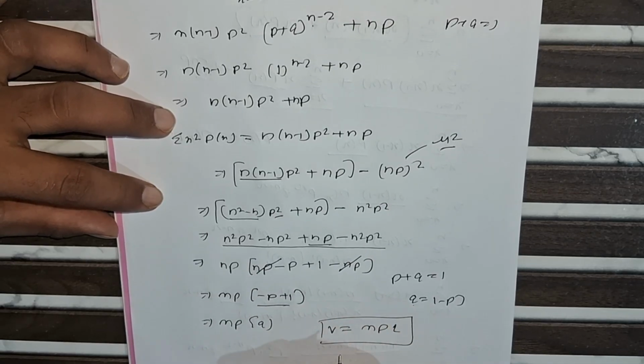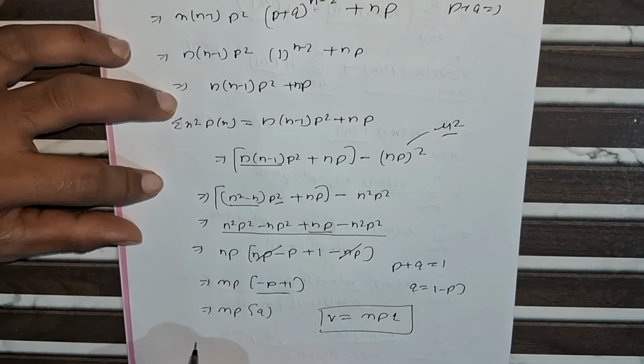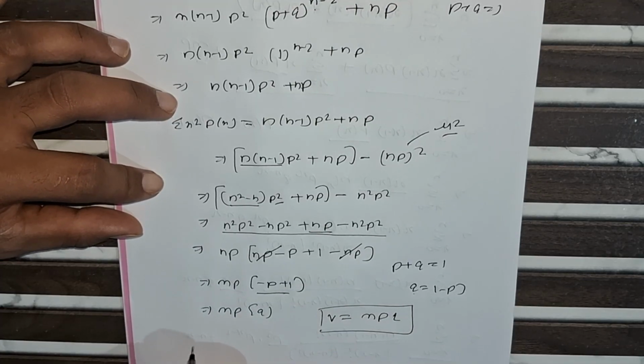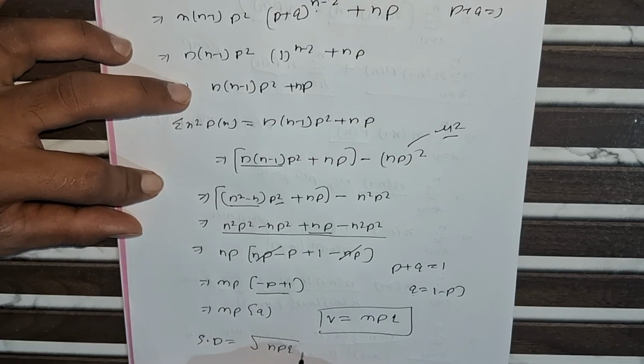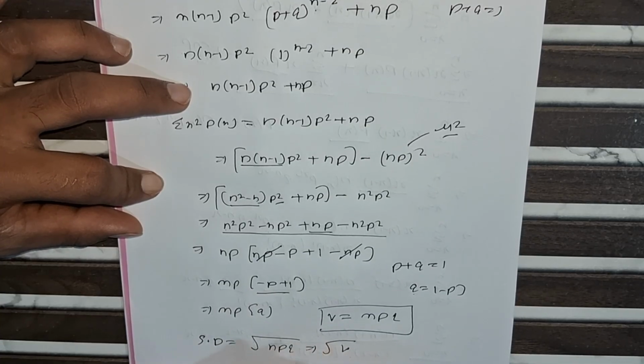If you are looking for the standard deviation, this is nothing but SD equals under root npq, or we can consider it as the square root of the variance.